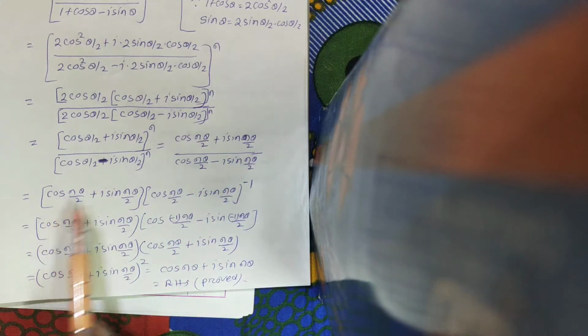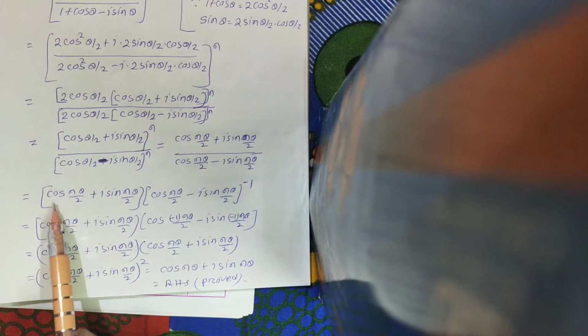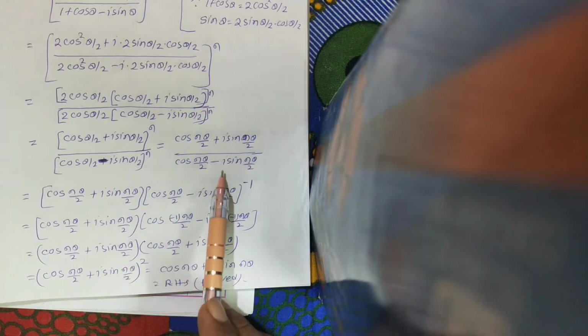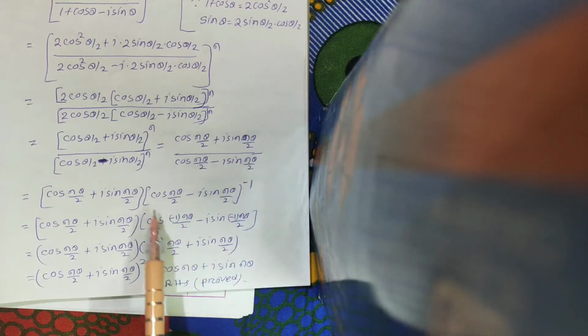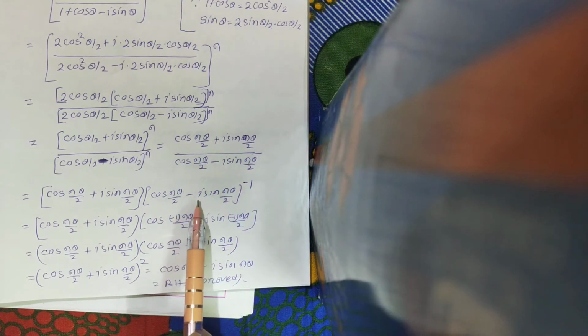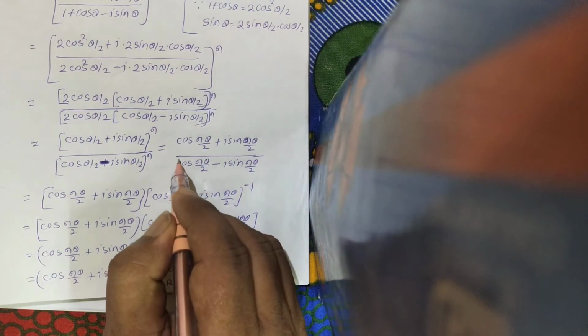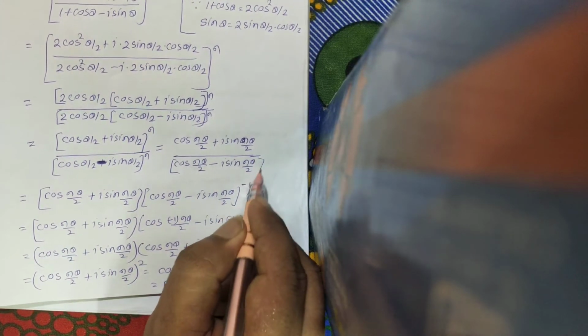Now, cos n theta by 2 plus i sin n theta by 2, if I take the denominator into the numerator, it will be (cos n theta by 2 minus i sin n theta by 2) to the power minus 1. Why? Because here the power is 1.